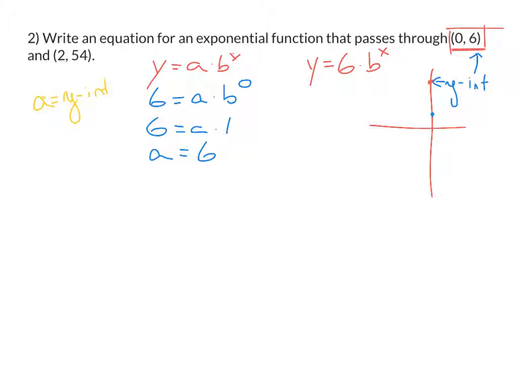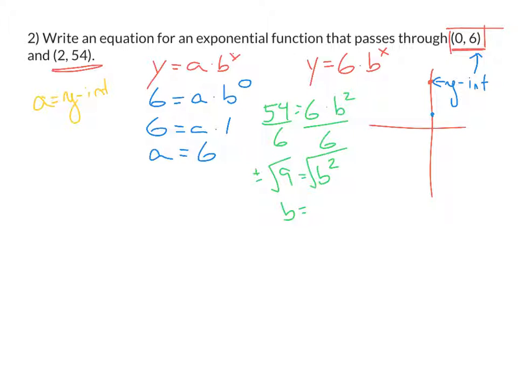So let's look at (2, 54) now. And so if I go 54 is equal to 6 times b to the second, I'll divide by 6. So we have 9 is equal to b squared. And when I square root both sides, we know that we should have that plus or minus, so b could equal either 3 or negative 3. But in an exponential function, if we have a negative there, when we repeatedly multiply, we're going to be changing from positive to negative and back again. So we're going to ignore the negative version of this.